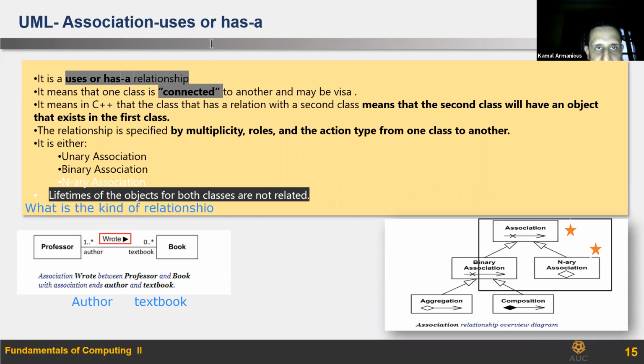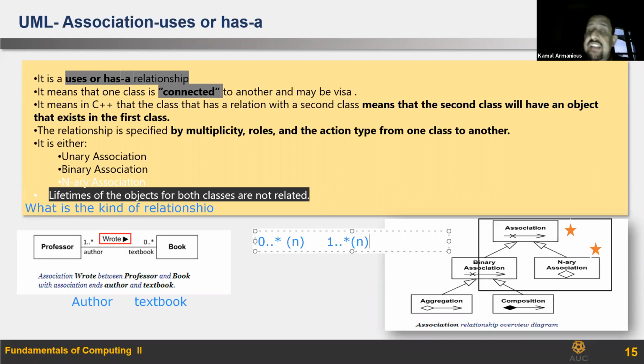The professor can write 0 or many books, so it will be written 0 to star. And what does this star denote? It denotes n. The professor can write 0 books or n books. And the book is being written by one professor or n professors. So this is called cardinality, or multiplicity.